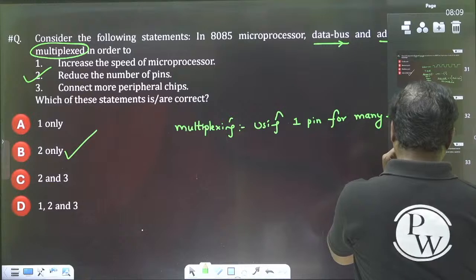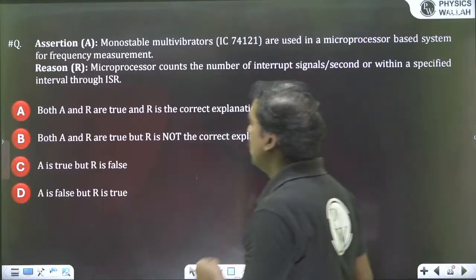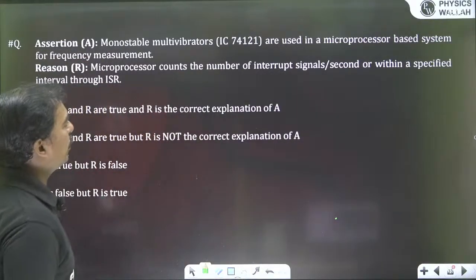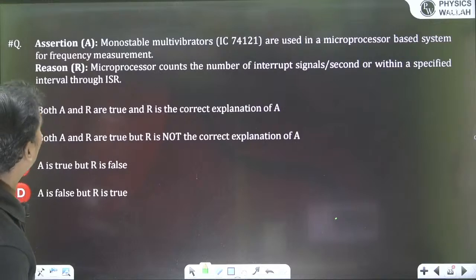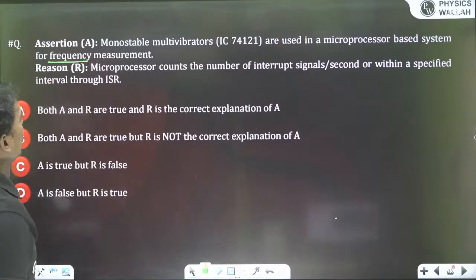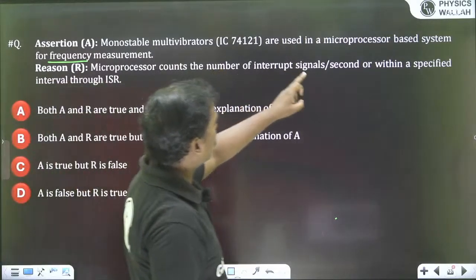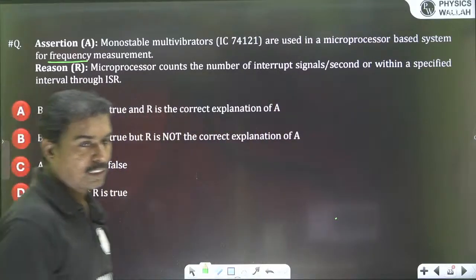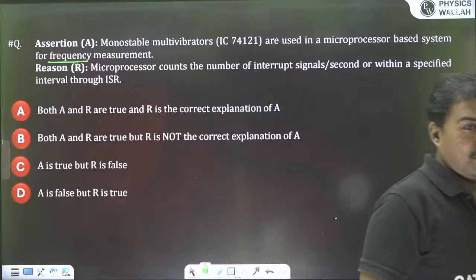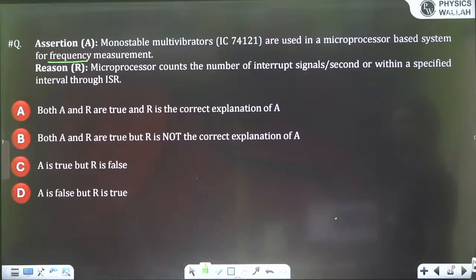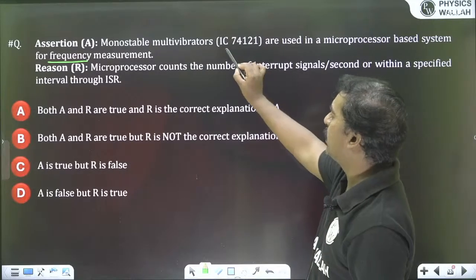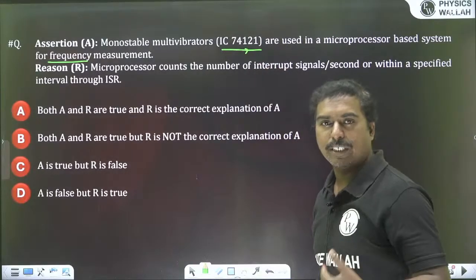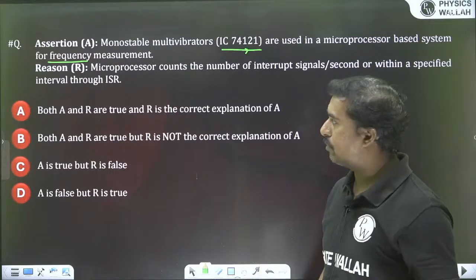Answer this. Monostable multivibrators IC74121 are used in a microprocessor based system for frequency measurement. The microprocessor counts the number of interrupt signals per second or within a specified interval through ISR. What can be the answer for this? Yes, this question is a combination of analog and microprocessor. Monostable multivibrator is generally used for timing signals, clock signals and frequency signals.